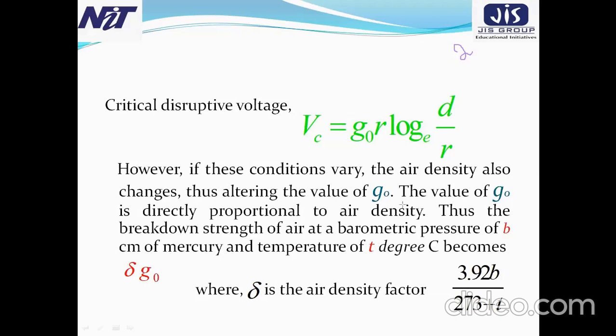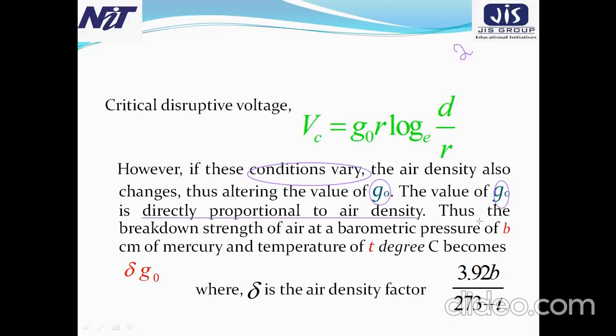So what is changing? I am considering that the standard condition is Vc equals G0 r log d by r to the base e. Now, if the condition varies, what will happen? The air density also changes, altering the value of G0. We know that G0 is directly proportional to the air density.